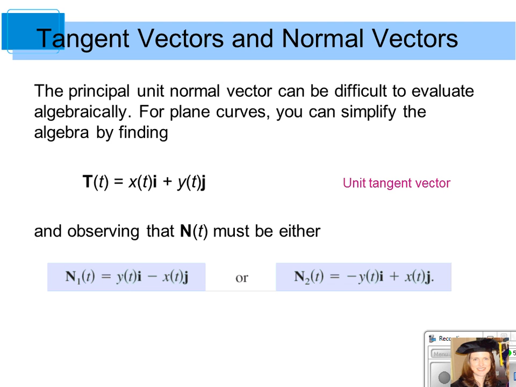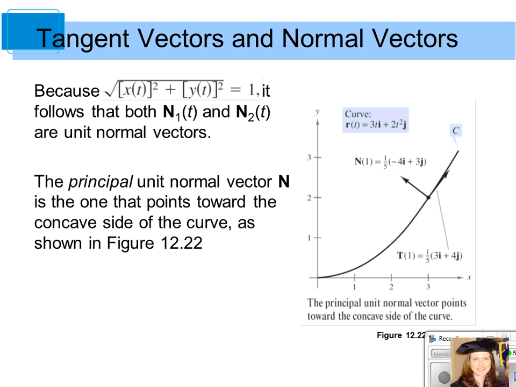So again, referring back to the problem we just did, if the unit tangent vector was 1/5 of 3i plus 4j, then the principal unit normal vector works out to be 1/5 of negative 4i plus 3j. That is certainly a time saver in doing these problems, as long as you have only a plane curve, just two-dimensional.